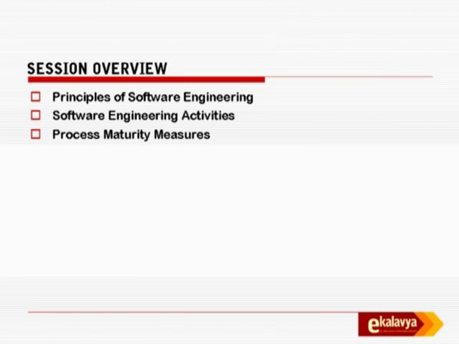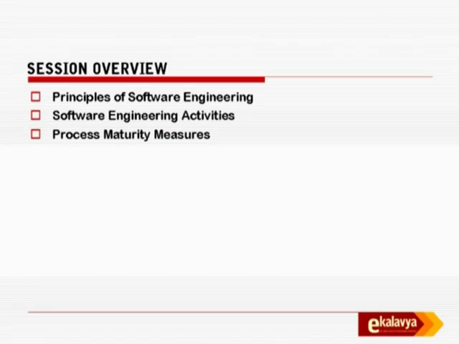There are measures which actually indicate the maturity of the process that you follow in software engineering. The most important measure is called the Capability Maturity Model measure, or CMM levels, as described by the Software Engineering Institute. We'll briefly discuss what those models, what those levels are and what they imply.